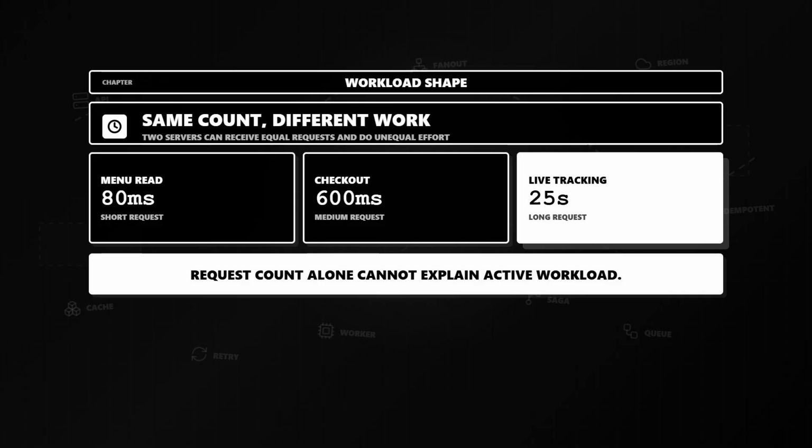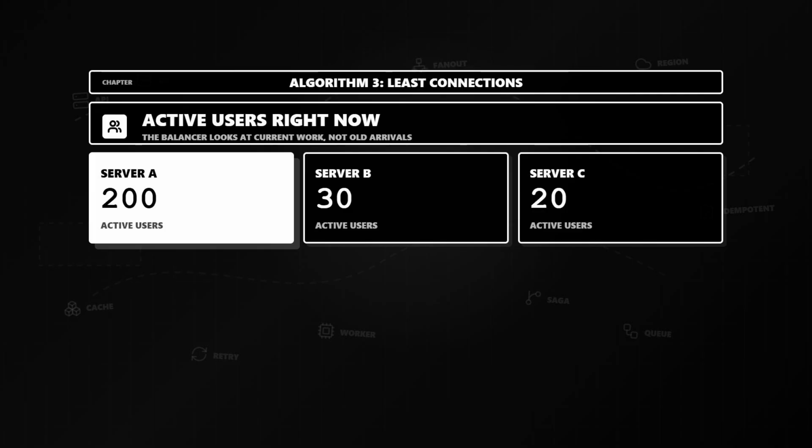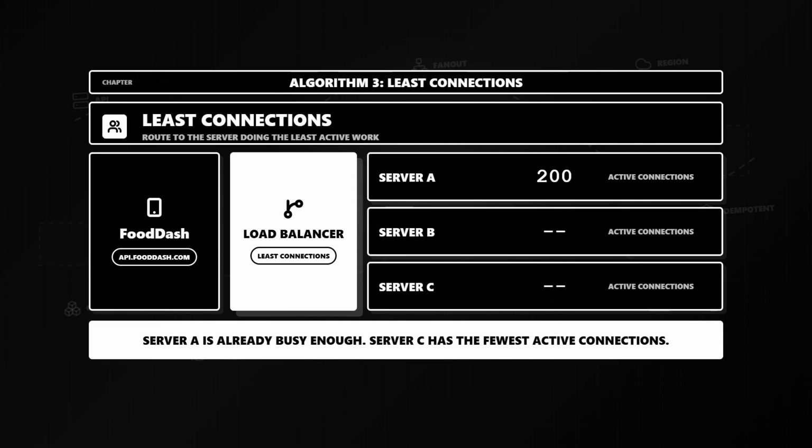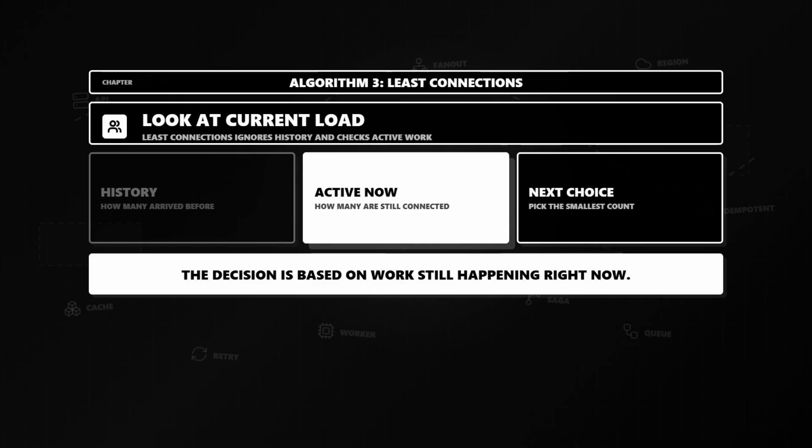Not all requests are created equal. Some requests finish almost instantly, while others take significantly longer. 2 servers may receive the same number of requests, but end up doing very different amounts of work. Imagine server A currently has 200 active users connected, server B has 30, server C has 20. If another request arrives, should we still blindly follow round robin? Probably not. Server A is already busy enough.